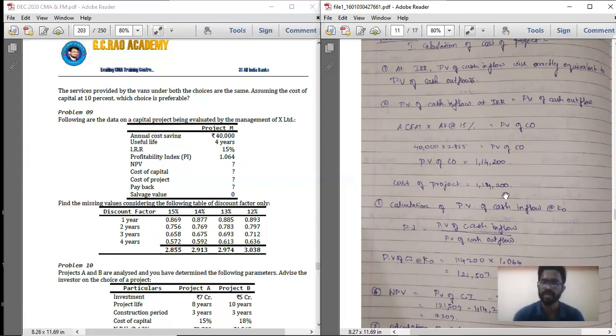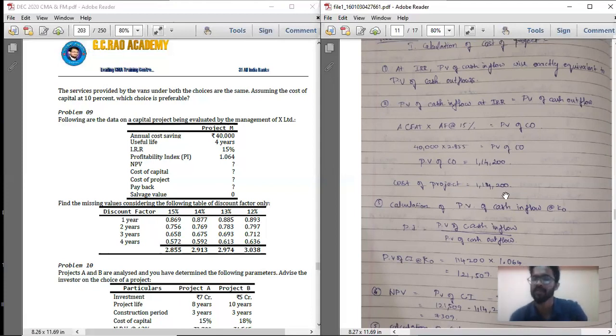Use the IRR method. What is the formula for IRR? We are calculating IRR using discounted cash flows. So the formula for IRR is nothing but present value of cash inflow at IRR is equal to, simply, at IRR present value of cash inflow will be equal to present value of cash outflow. So here present value of cash inflow at IRR is nothing but annual CFAT into annuity factor at the rate of the IRR percentage.